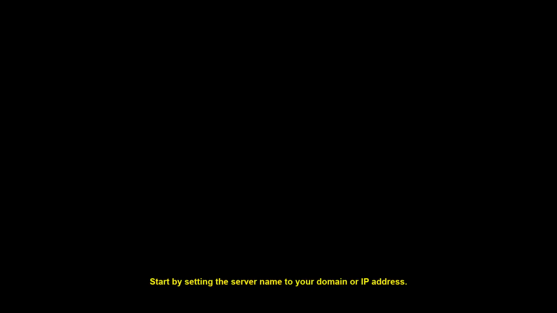In the configuration file, specify the server block to define the server's properties. Start by setting the server name to your domain or IP address. Set the port to listen to, usually port 80 for HTTP. Define the location block to direct traffic to the Sentry service.